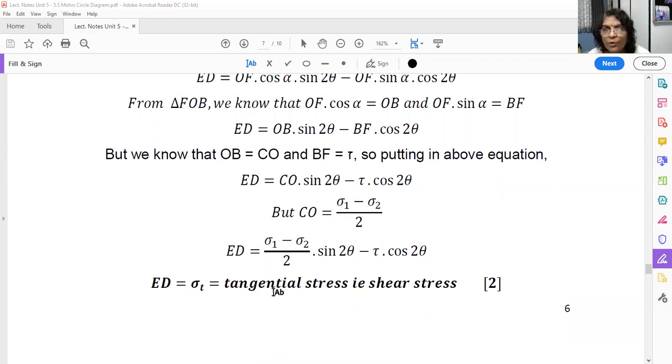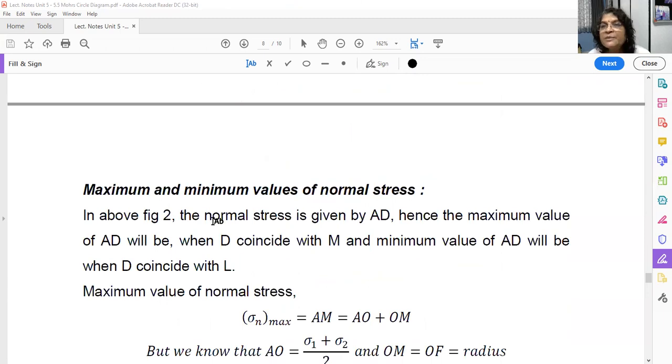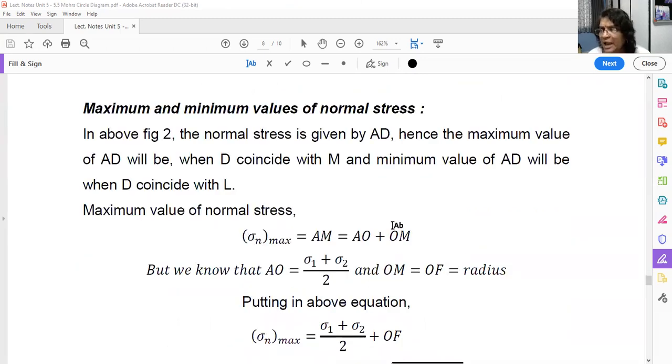Understood? Now, we have to define the principal stresses. Okay, so what is the maximum stress along the x-axis? As I told you, that is AM. You remember this point M, the farthest point which intersects on the x-axis.